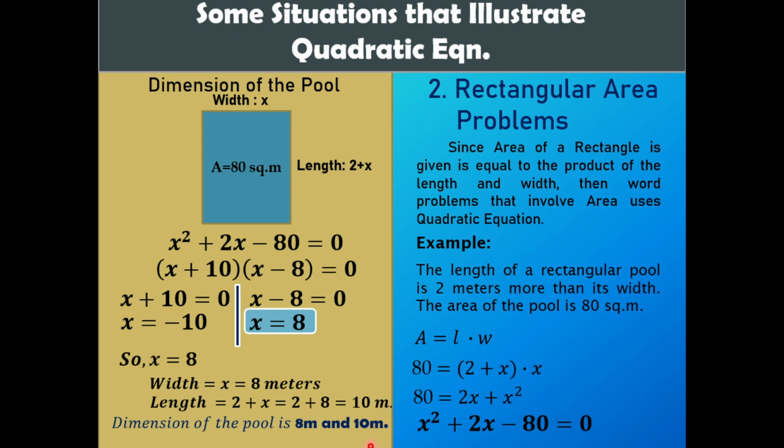If we're going to check if this is correct, if the width is 8 and the length is 10, by multiplying the two, we'll have 80 square meters.